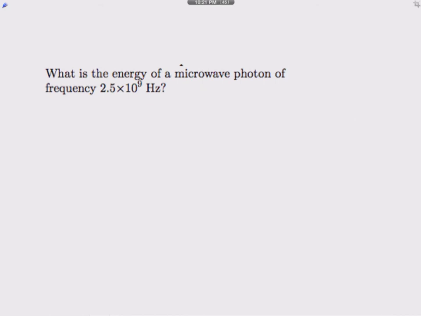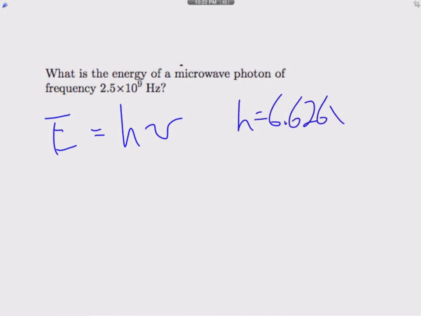What is the energy of a microwave photon with a frequency of 2.5 times 10 to the ninth hertz? Well, energy is found by multiplying Planck's constant times the frequency. Planck's constant is 6.626 times 10 to the -34th.